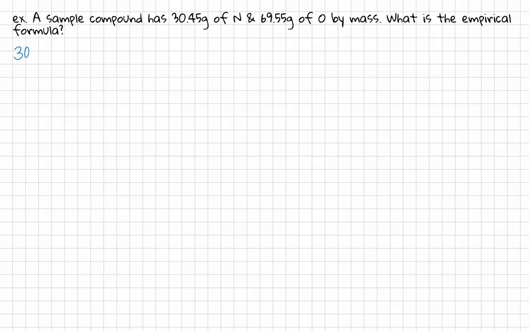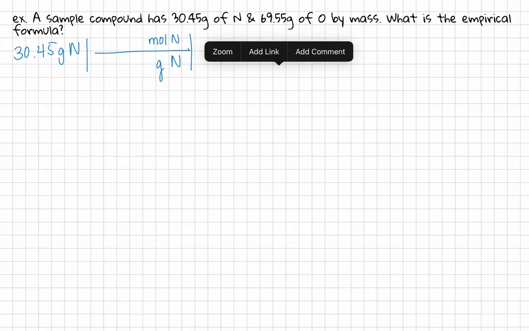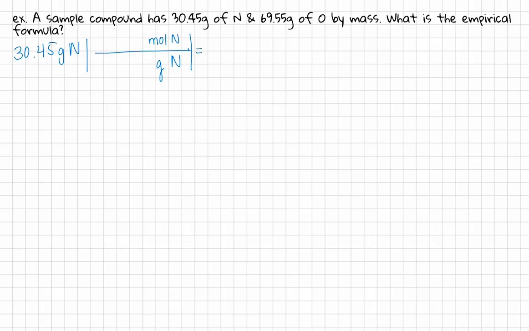So 30.45 grams of nitrogen. That's what we're starting with. We know we're going from grams to mole, so I'm going to put grams at the bottom and then mole of nitrogen at the top. And I know this is going to cancel out, and whatever I get, my answer is going to be in mole. Okay, then we go to my periodic table. 1 mole of nitrogen is equal to 14.01 grams. Then once we do the math, it's 2.173 mole of nitrogen.